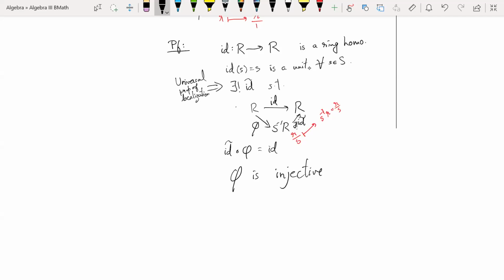I didn't mean to make things more complicated for you guys. So the first thing is phi is injective, which is okay just from the composition, since identity tilde composed phi is injective.